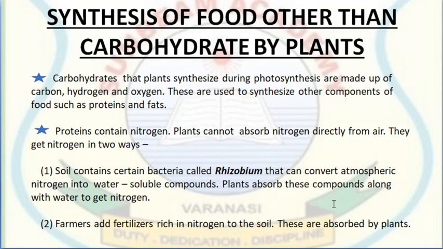The first way is that soil contains certain bacteria, called rhizobium bacteria, that can convert atmospheric nitrogen into water soluble compounds. Plants absorb these compounds along with water to get nitrogen. And the second way is that farmers add fertilizers rich in nitrogen to the soil, and these are absorbed by the plants to fulfill the requirement of nitrogen.